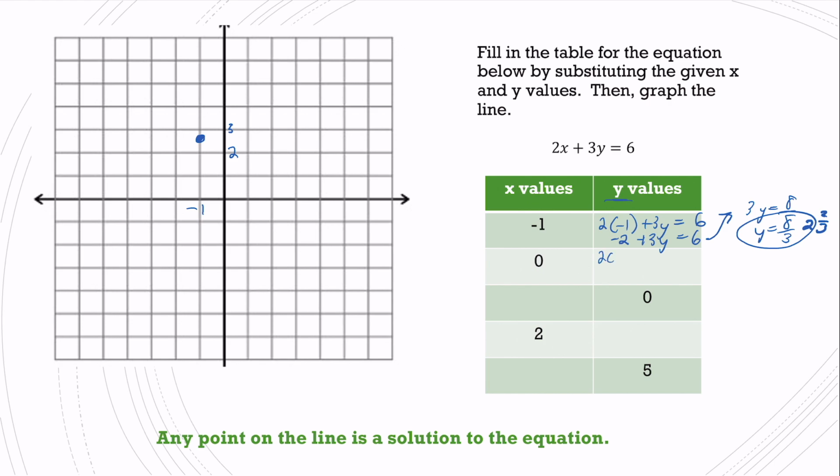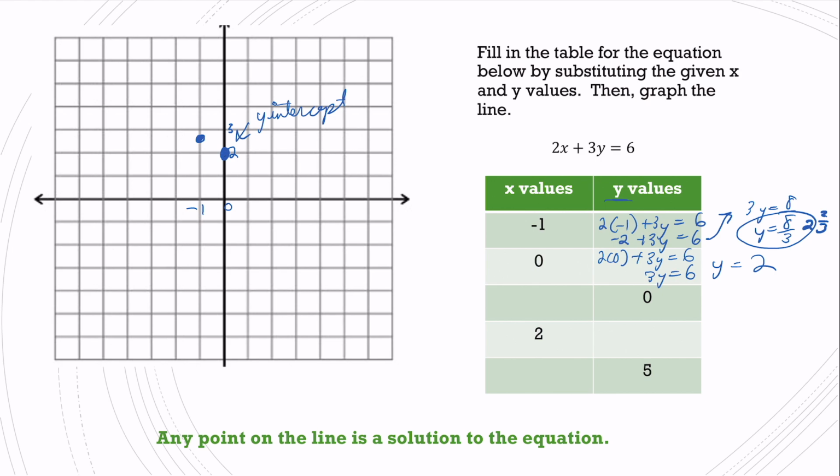Well, when x is 0, 2 times 0 is going to give me 0. So I'm left with 3y equals 6, so our y equals 2. So when x is 0, our y value is 2. Eventually, we're going to call that our y-intercept because that's where it crosses the y-axis.